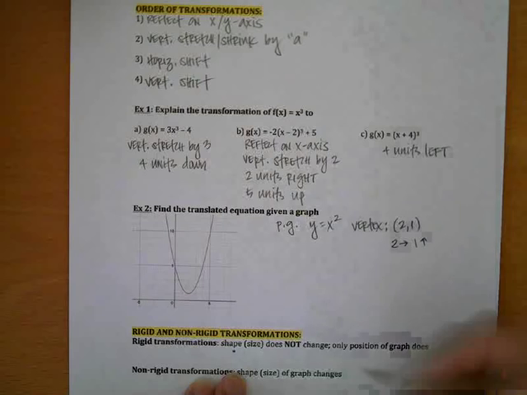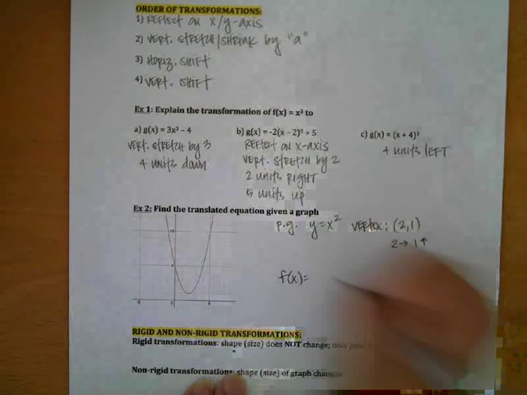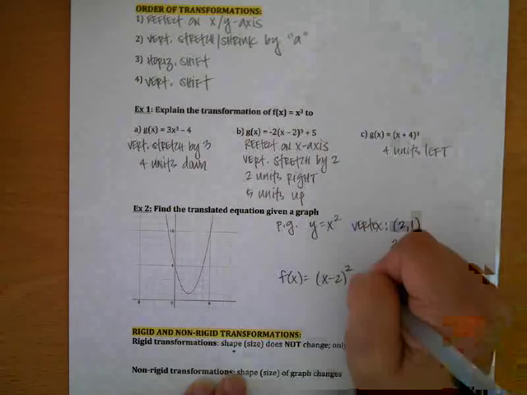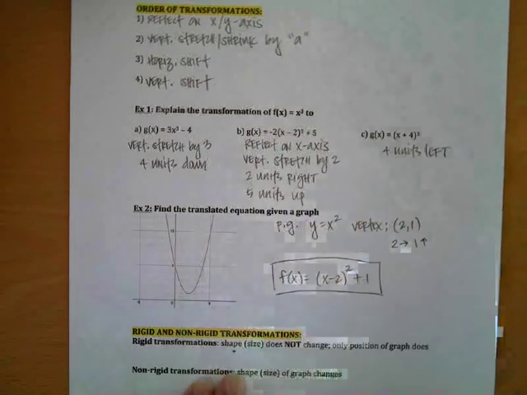So we're going to rewrite that as our equation. So our f of x, if it's 2 to the right, it's x minus 2 squared, and it's 1 up, so it's plus 1. So this would be the equation of that translated graph.